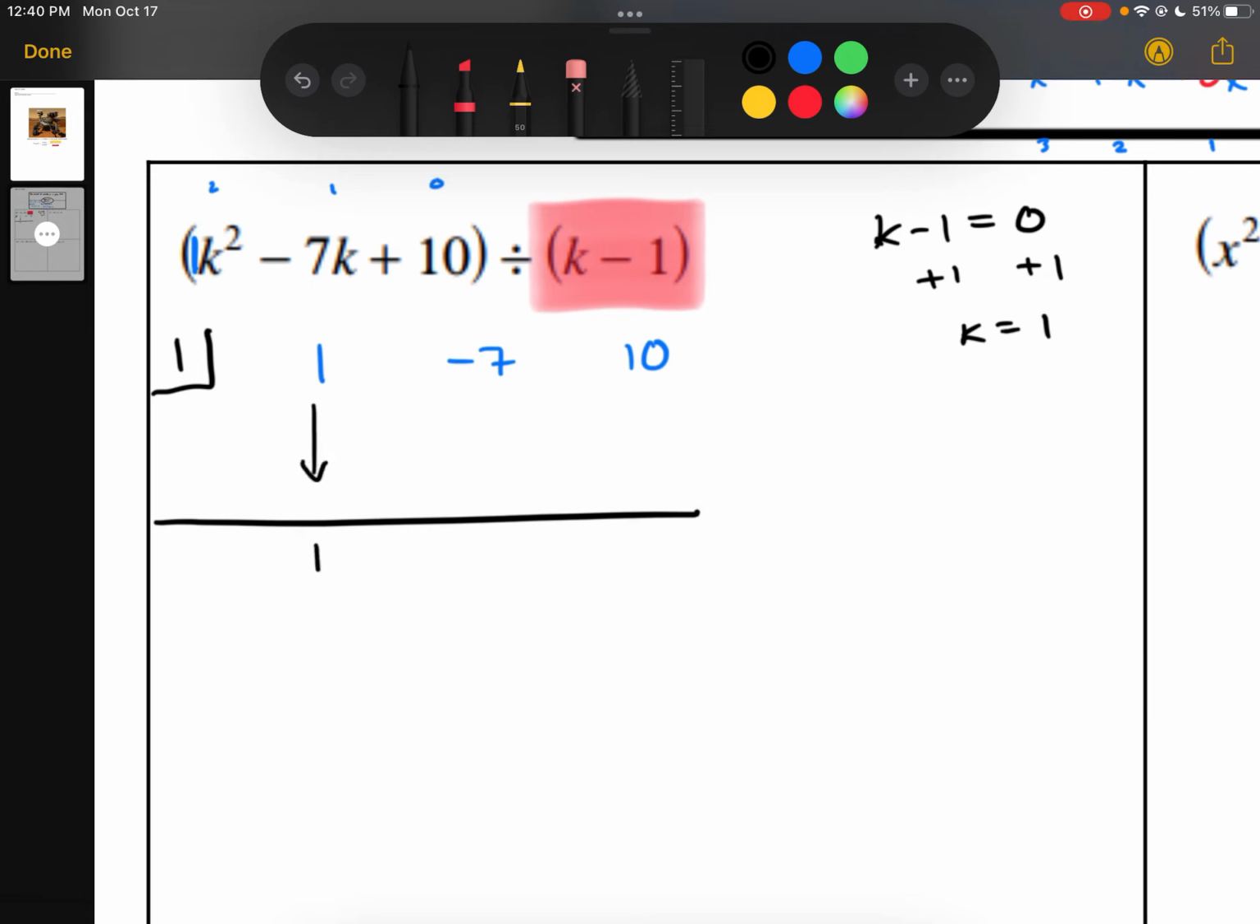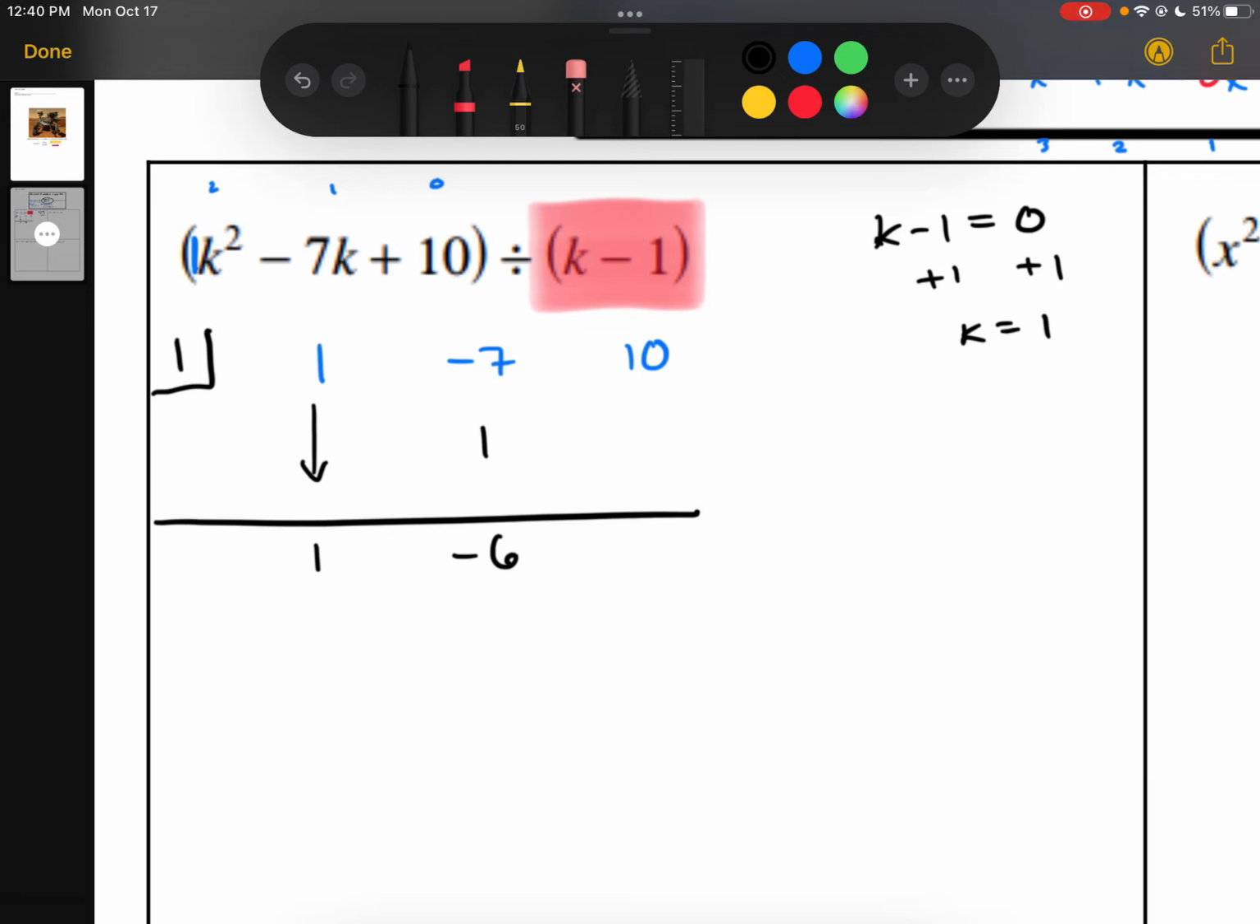We drop our first term down. Anything below the line gets multiplied by what's in the box, which in this case is just 1. So 1 times 1 gets us 1. Anything above the line we combine. So don't think about it as addition or subtraction. We're just looking at putting things together. So minus 7 and positive 1 put together get us minus 6.